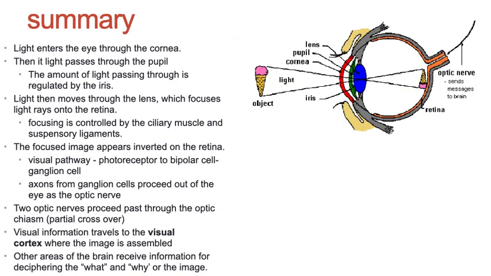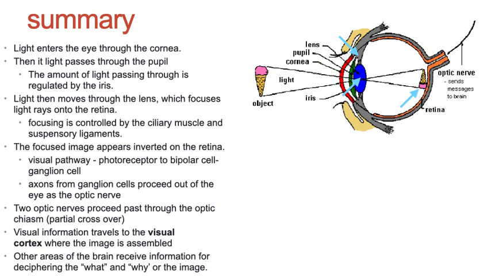So I want to summarize this real quick. Light is going to enter the eye through the cornea, okay, here in red. Then the light will pass through the pupil, and of course that can be regulated by the iris. Once light moves through the pupil, it's going to go through the lens, and that is going to focus it using the ciliary muscle and suspensory ligaments. And that's going to result in a focused image that's inverted on the retina.